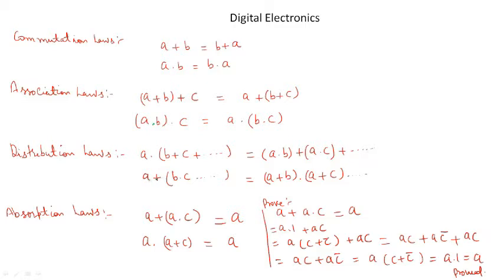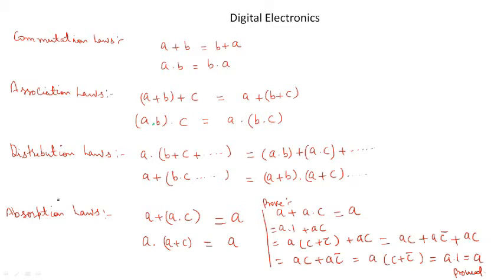Similarly, A plus B dot C will be written as (A plus B) dot (A plus C). If there is a fourth variable D, then we will write it as (A plus B) dot (A plus C) dot (A plus D).